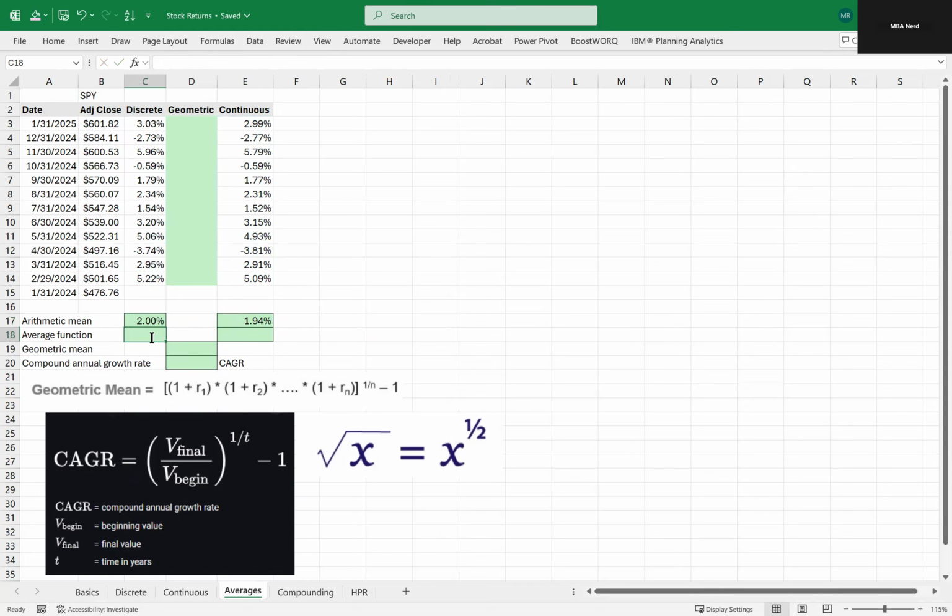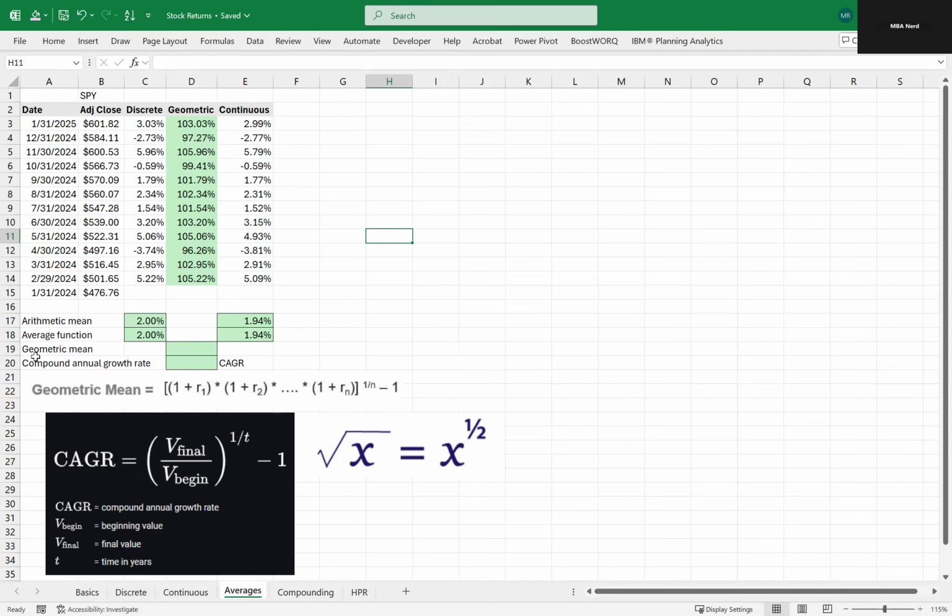Excel also has an average function that you can use that does the same thing. Now this is 2% and 1.94%. It's the same thing. For a geometric average, this is related to the discrete return. And this is very important, and the math is a little bit harder to understand. I want to add 1 to each one of these monthly discrete returns. Then I get this 1.03 kind of funny value, and then if it's a negative number, it's 0.97, right?